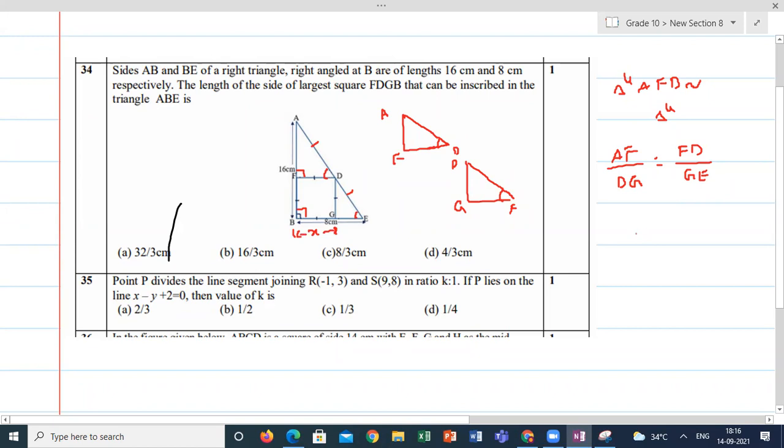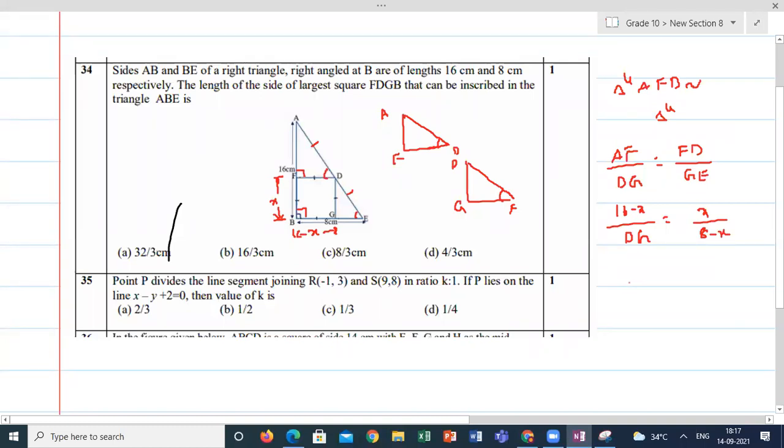So what is the AF value? Then this is also X. All the sides are X. So AF will be equal to 16 minus X, divided by DE, is equal to X by 8 minus X. Because the square side is X, that we don't know, we have to calculate. If I'm cross multiplying this one, what I will get?